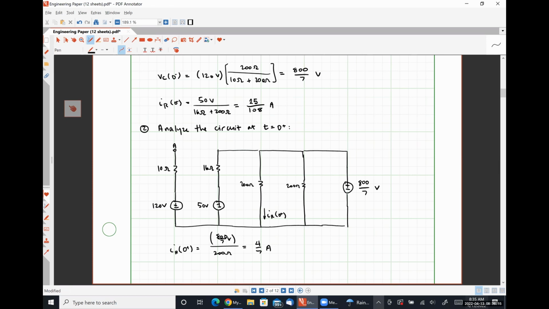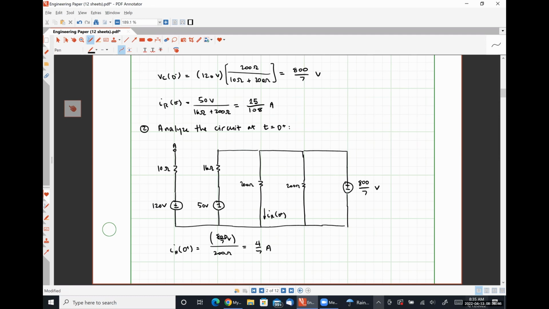But that current flowing down through the 16 ohm resistor doesn't particularly influence the behavior of the current flowing through the 200 ohm resistor, right? Anytime we have a resistor in parallel with a known voltage, Ohm's law is all we need to calculate that current. How do we feel about our analysis at T is equal to 0 plus?